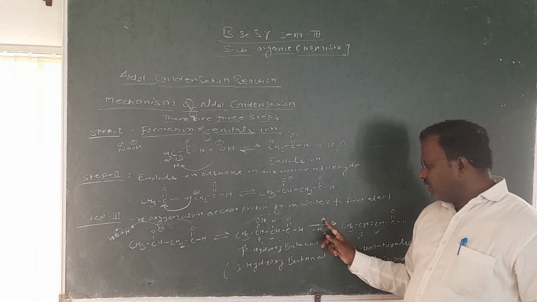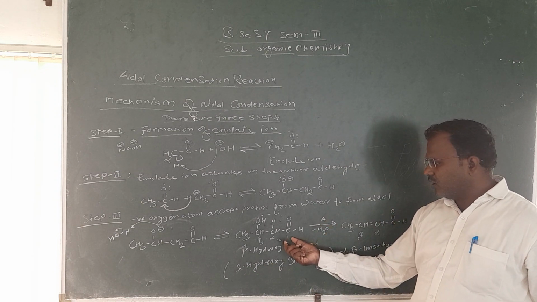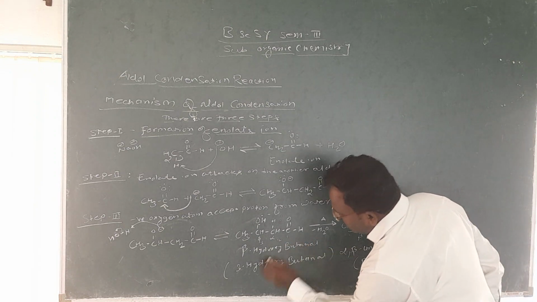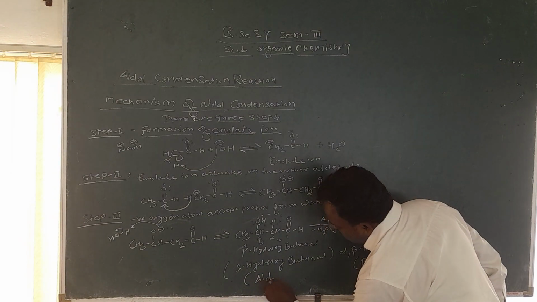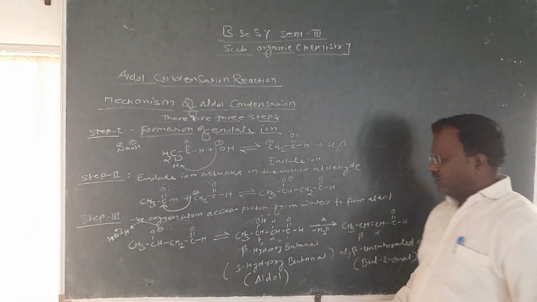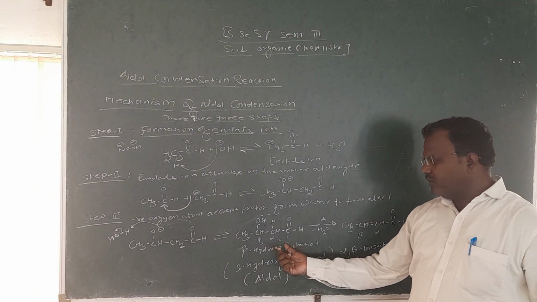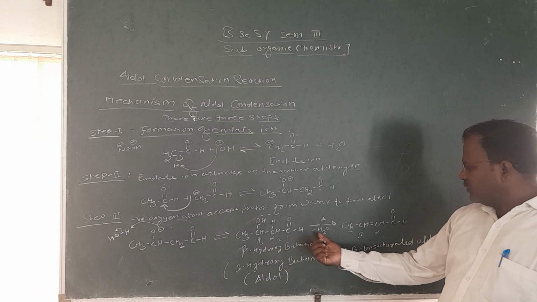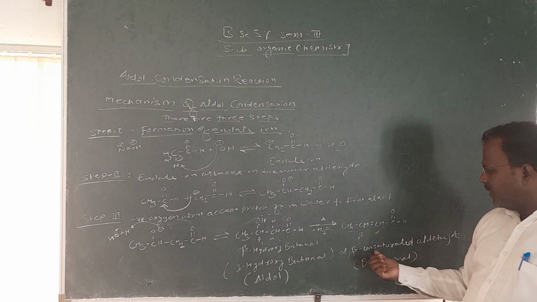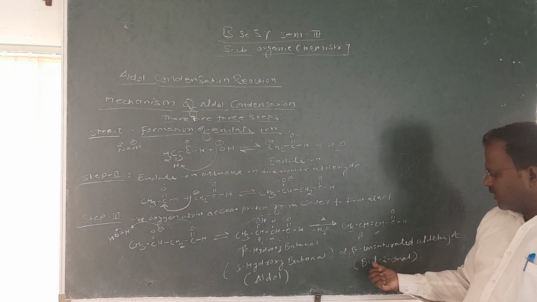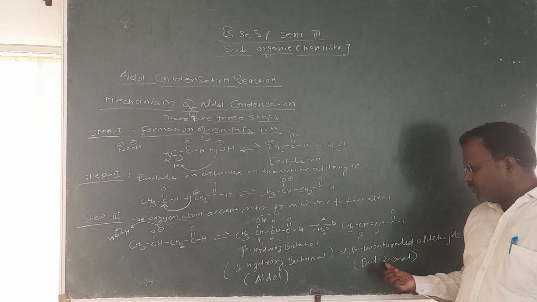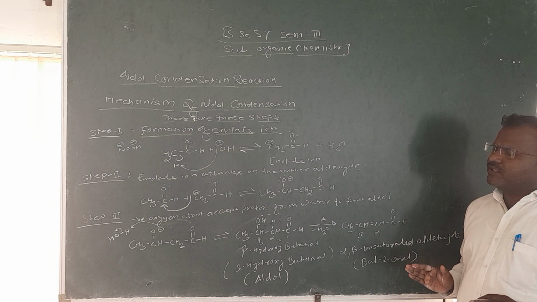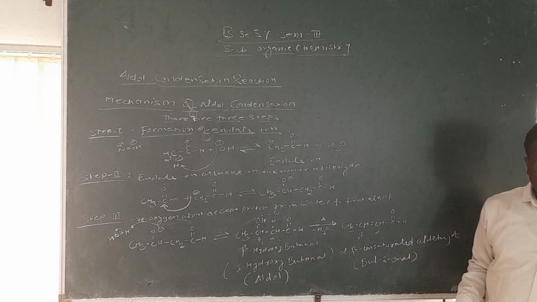After heating or warming of this product, the aldol compound, there is removal of a water molecule, and there will be formation of the alpha beta unsaturated aldehyde. The IUPAC nomenclature of this compound is butenal. So this is the mechanism of the aldol condensation reaction. Here we stop.